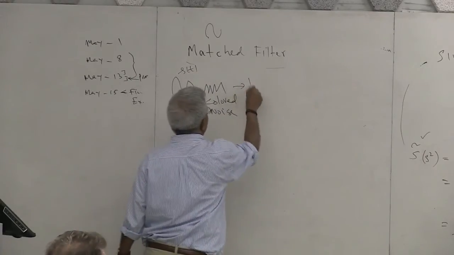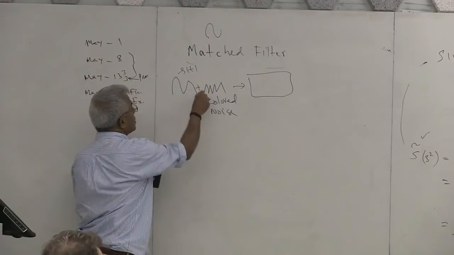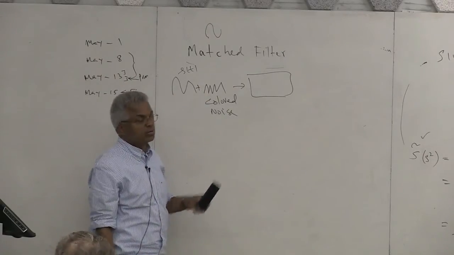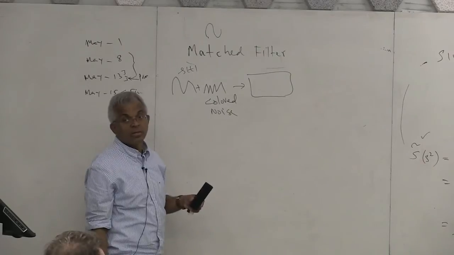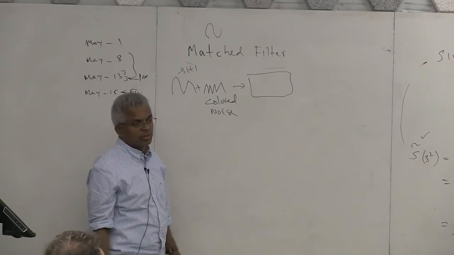So, look, what should I do first? I have a signal coming in, but the signal is colored noise. So what could we do first? First, if you want, you can use a whitening filter conceptually, okay?